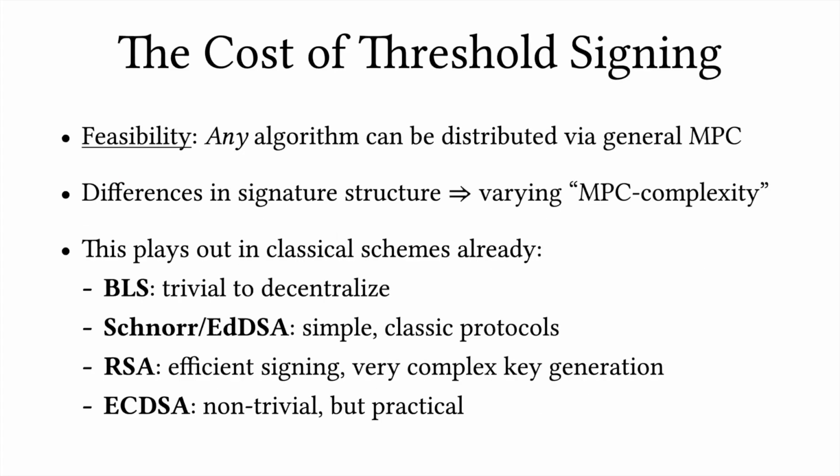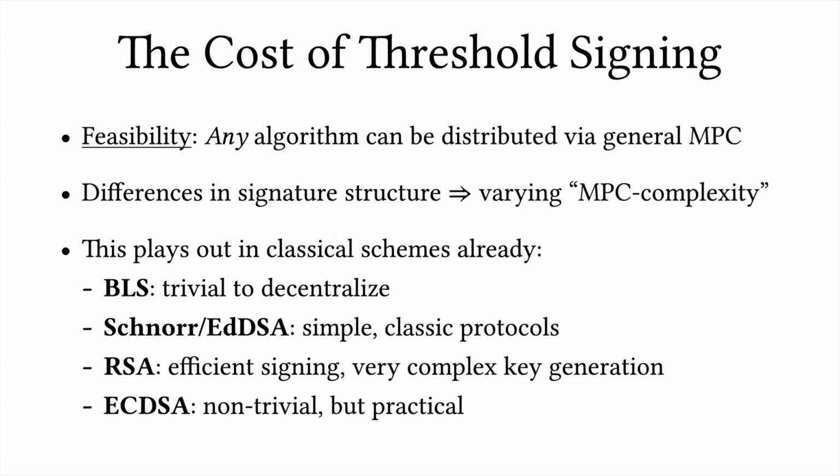So we have classic results that tell us that any algorithm that you can write down efficiently, you can also decentralize using classic MPC techniques. But there are differences that come up in how efficient these things are in practice. In particular, the structure of the algorithm determines how efficient the MPC protocol for it is going to be. And this is not a new concept for post-quantum. We already have some idea of how this plays out in the classical setting.